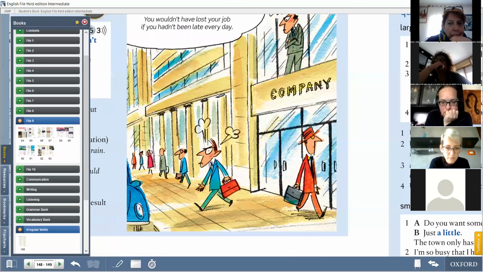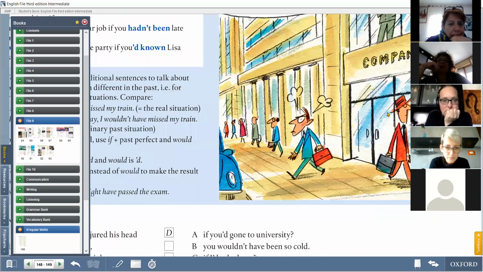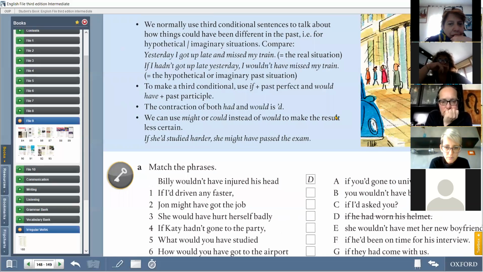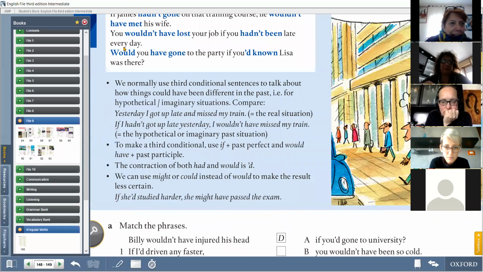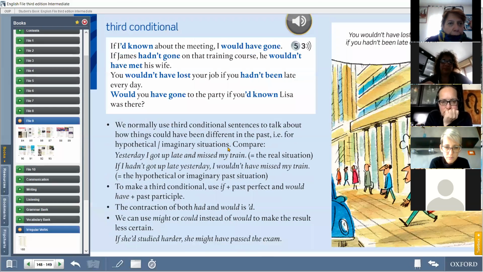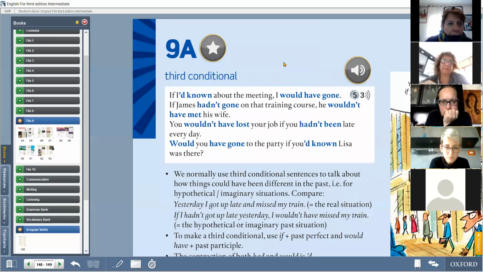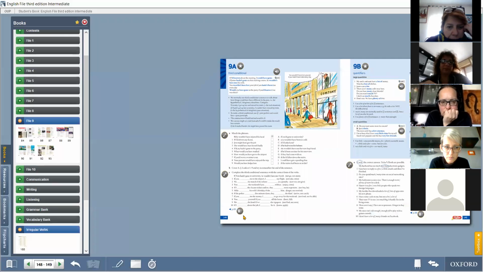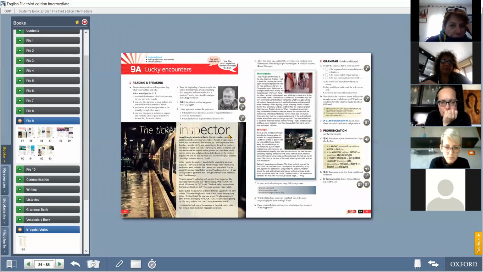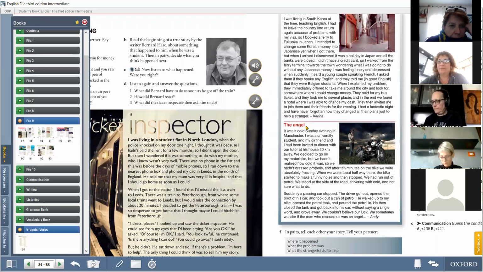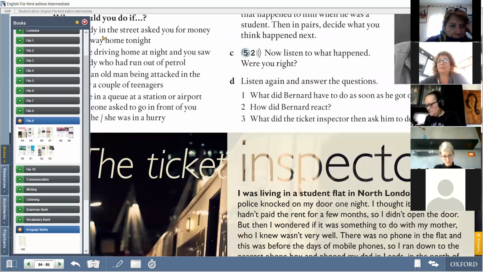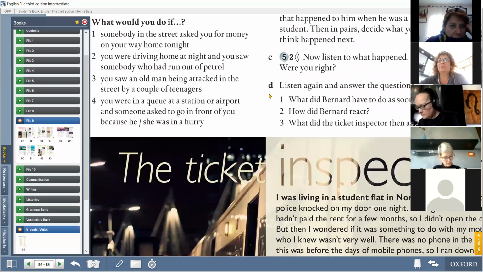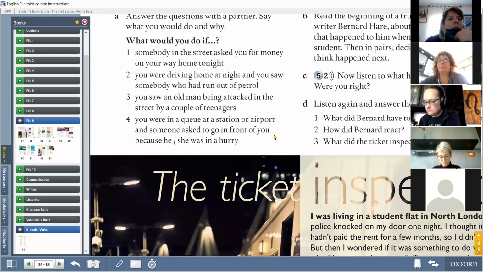Quello che noi potremmo fare è fare degli esercizi, ma non adesso. Prima andiamo a fare un po' di pratica mentale, tornando al nostro libro di pagina 85 e ci andiamo a leggere questa cosa. What would you do if?